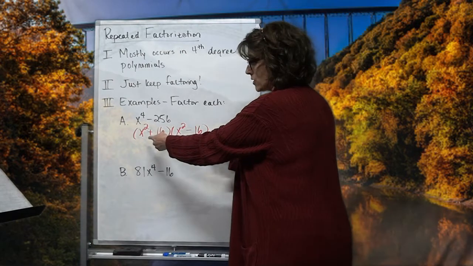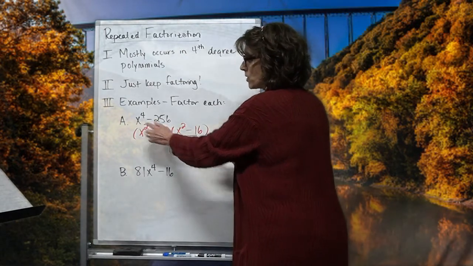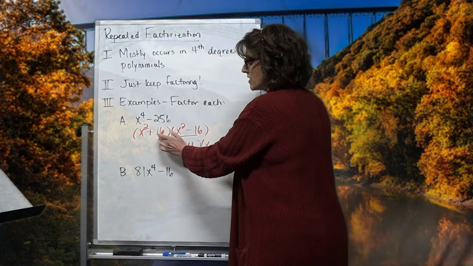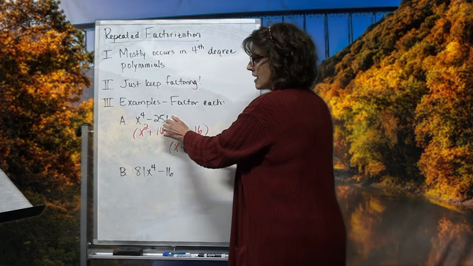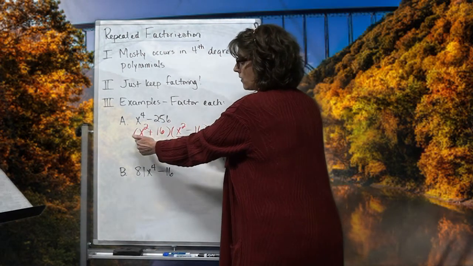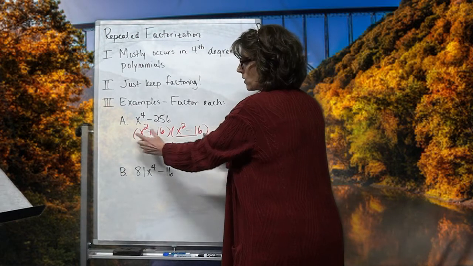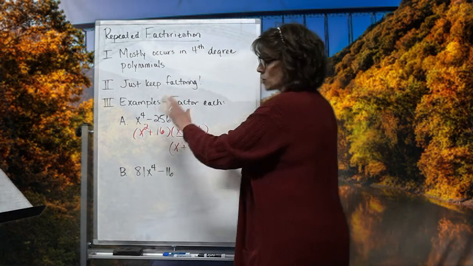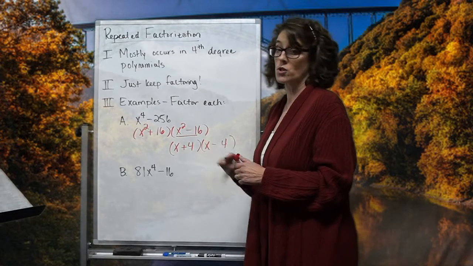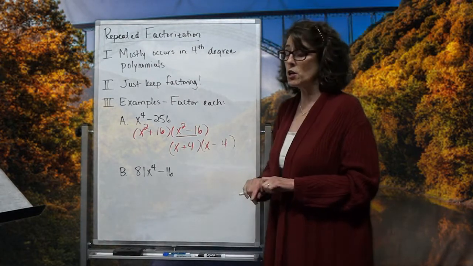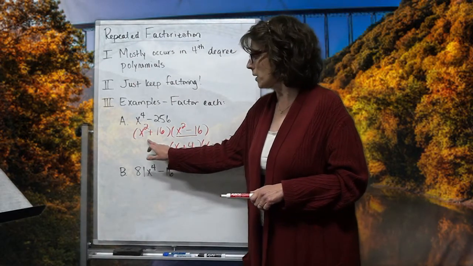Incidentally, I should have checked this one. X squared times x squared is x to the 4th. Positive 16 times negative 16 is that negative 256. Out here I get a negative 16x squared. In here a positive 16x squared. Those cancel, and they needed to because there's no middle term. So I'm feeling pretty good about this, but I need to check this one.